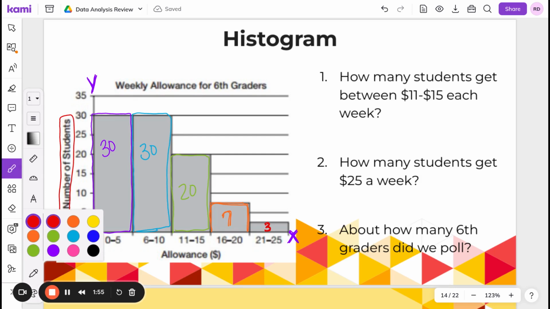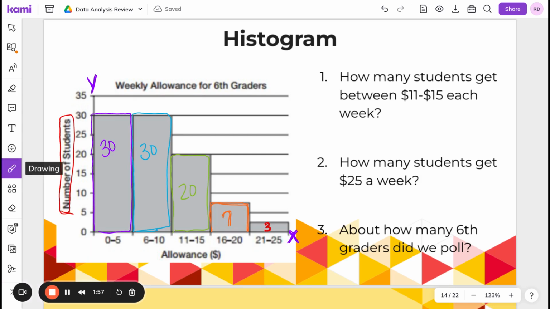Our first question asks about how many students get between $11 and $15. This $11 to $15 bar stops at the number 20. So that means 20 students fall in that range. That does not mean that 20 students are getting $15, and that does not mean that 20 students are getting $11. That means there are a combined 20 students getting somewhere between $11 and $15.